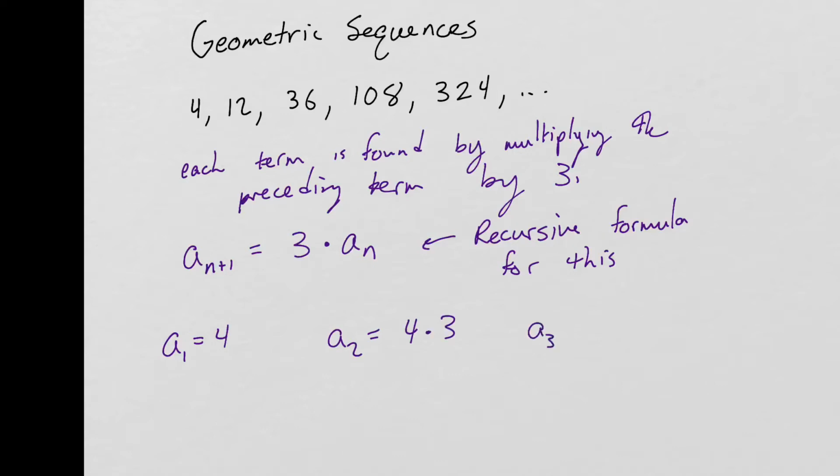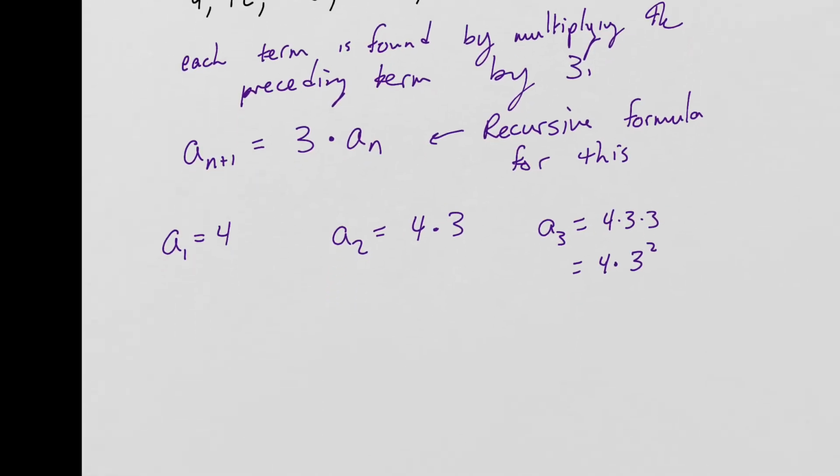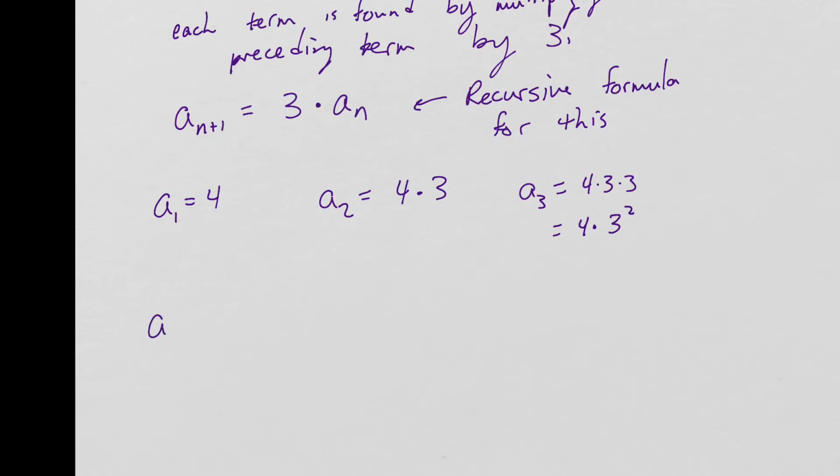And then, of course, a3 is just going to be that term times 3. So 4 times 3 times 3, which, all right, that's a tough way of writing that. We could write that as 4 times 3 squared. We can kind of keep going with this. So a4 is just going to be 4 times 3 squared times 3, because this is just the a3 term, which is the same thing you have right there, but then times 3. Okay, great. So that's just 4 times 3 to the third.